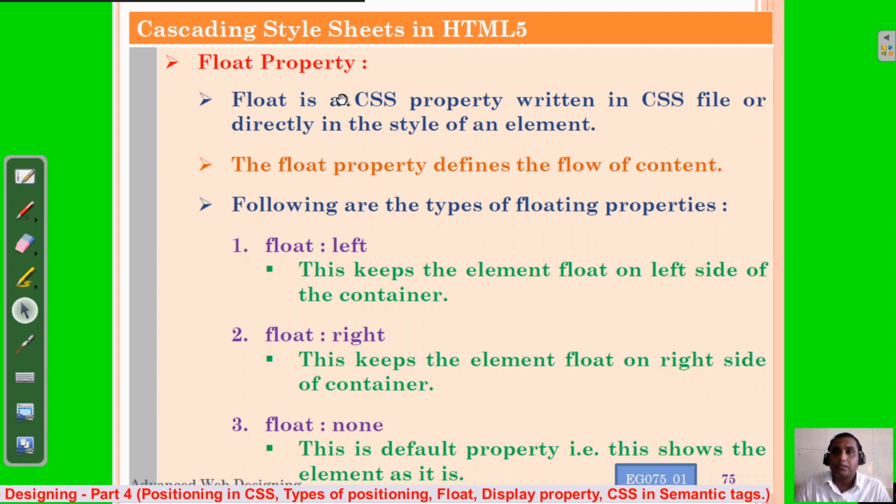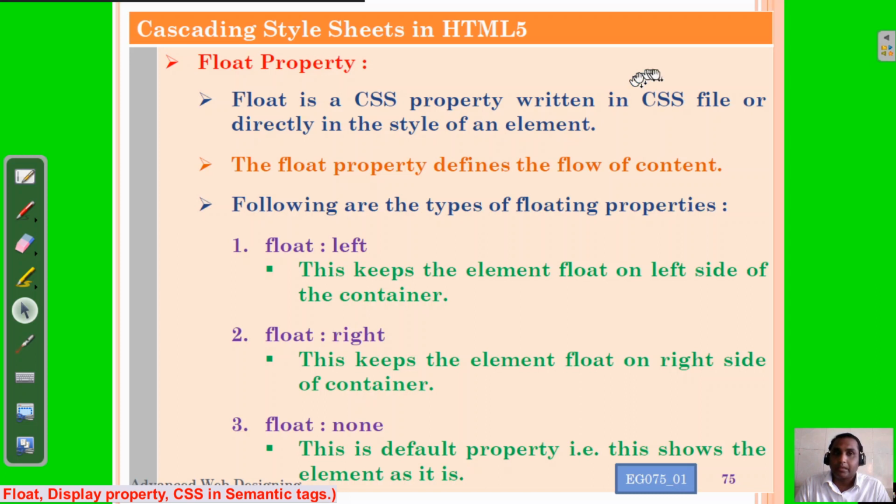Float property. Float is a CSS property written in a CSS file or directly in the style of an element. Either we write it in an external CSS, that is a separate CSS file, or in a style element. Okay. How the float property defines the flow of content. Following are the types of floating properties.